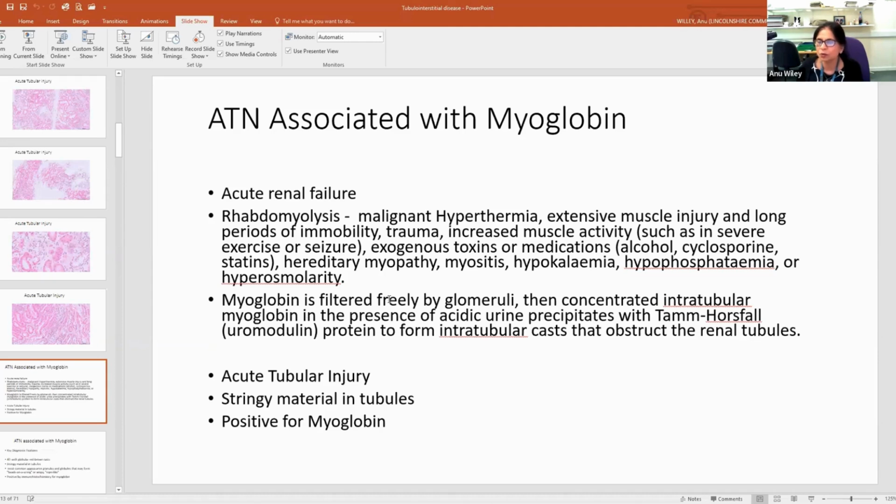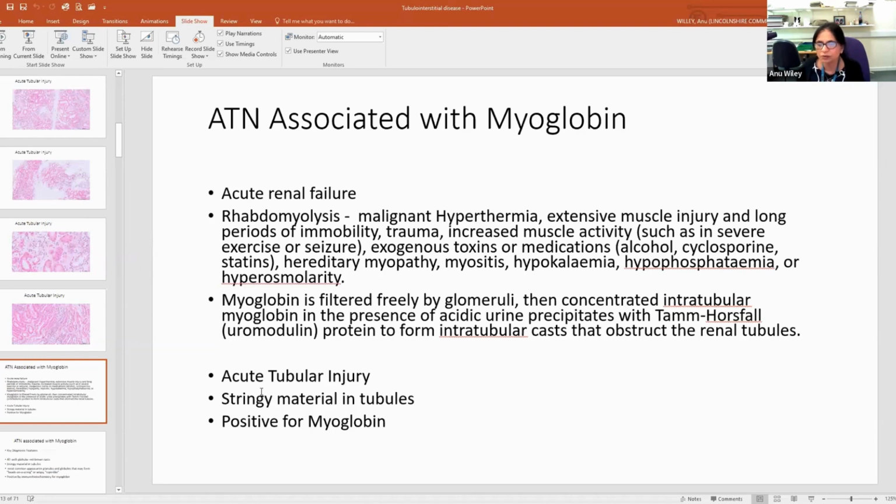So what happens is that this myoglobin is released from the muscle. It gets filtered very freely through the glomeruli and then concentrates within the tubules. Within the tubules, it forms a cast with the Tamm-Horsfall protein, or the uromodulin, and then blocks the tubules completely sometimes. These particular casts are extremely toxic to the tubular epithelial cells, and they are very, very difficult to get rid of.